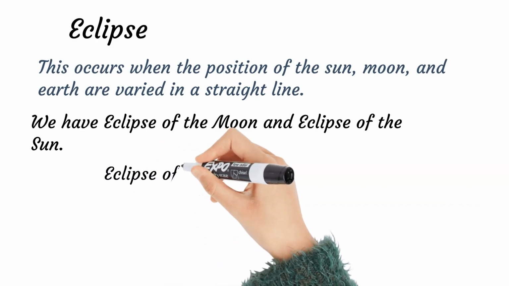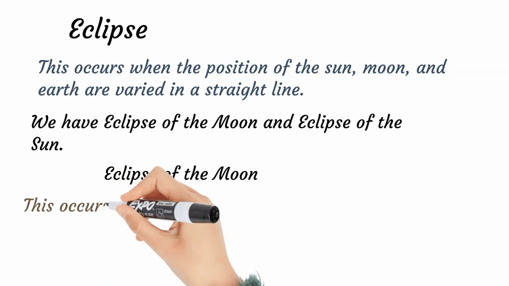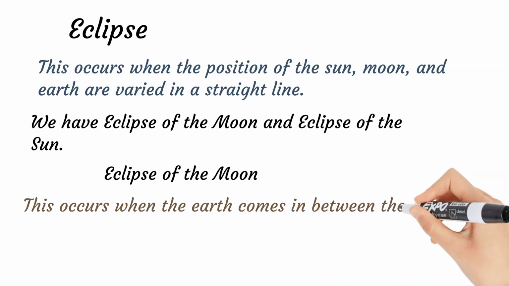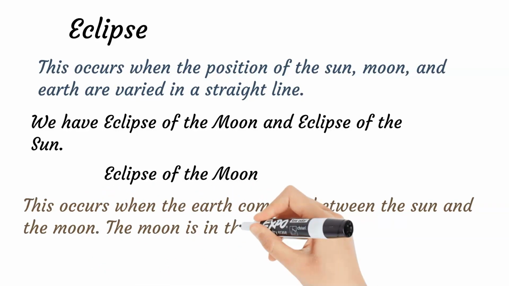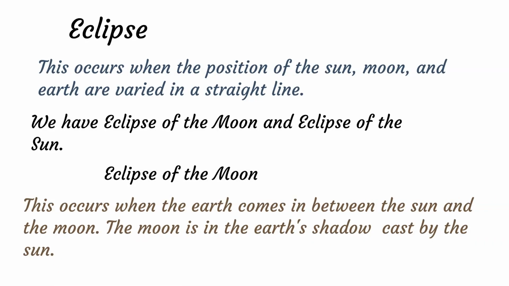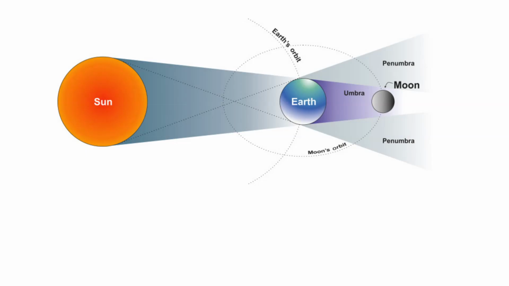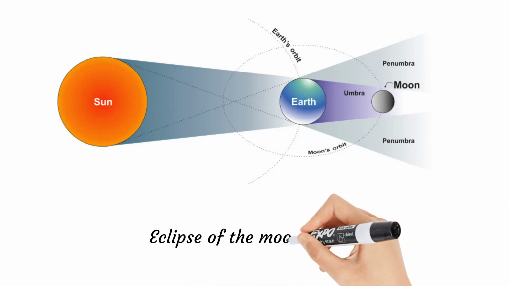Let's look at them. First, we start with eclipse of the moon. This occurs when the earth comes in between the sun and the moon. The moon is in the earth's shadow cast by the sun. Let's look at a simple diagram for it. You see the sun, you see the moon, the earth is in between. All right. At the back of the earth, there is what we call umbra, where no light reaches at all, and then penumbra, where little light will reach. Okay.